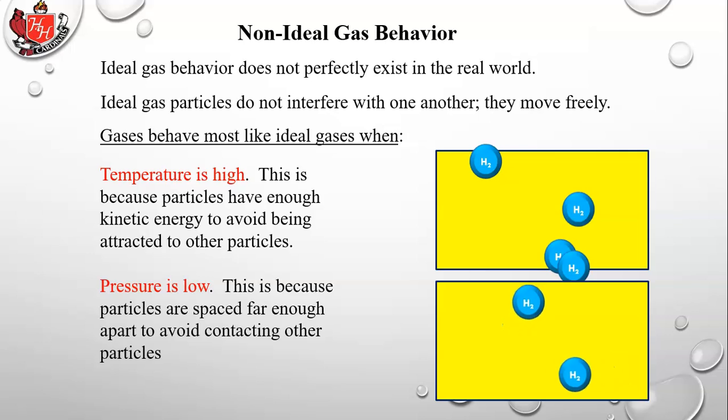Gases also behave most like ideal gases when the pressure is low. This is because the particles are spaced far enough apart to avoid contacting other particles. Now we know as temperature goes up, pressure will go up. So how do you get both of these things to happen at the same time? By making the container very, very large. If you have a high temperature to keep them from sticking, and you make the container really large, then the pressure will be low. So you can have a high temperature and a low pressure at the same time if you have a large volume for the container.